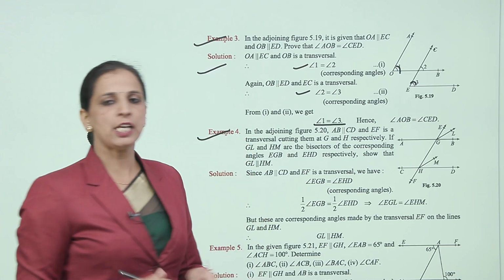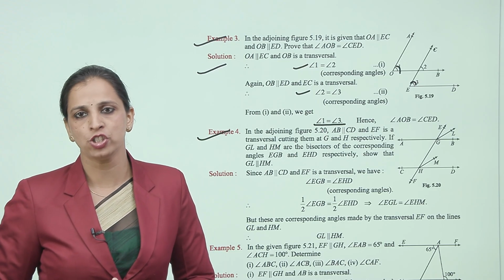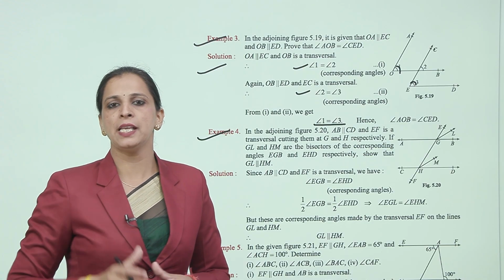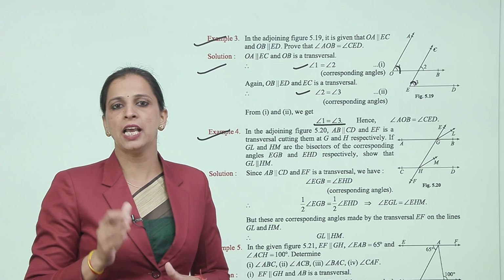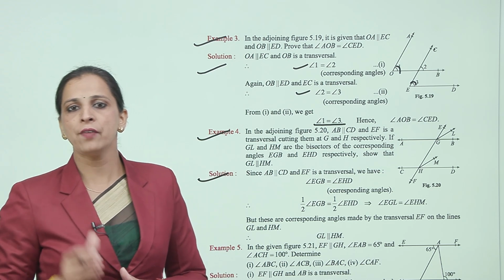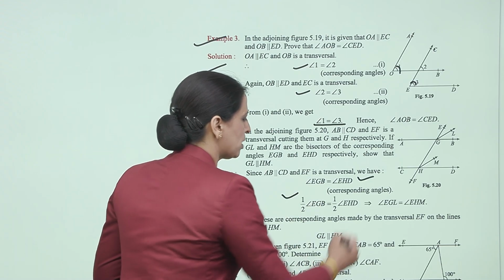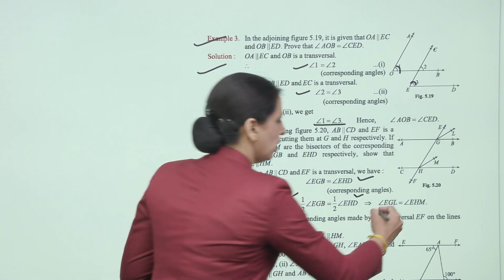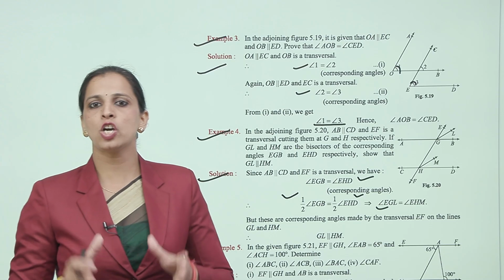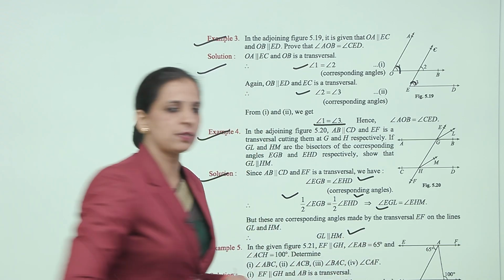Now, example 4. In the adjoining figure 5.20, AB is parallel to CD and EF is a transversal cutting them at G and H respectively. If GL and HM are the bisectors of the corresponding angles EGB and EHD respectively, show that GL is parallel to HM. Solution. Since AB is parallel to CD and EF is a transversal, we have angle EGB equal to angle EHD, corresponding angles. So half of EGB is equal to half of EHD, that is, angle EGL is equal to angle EHM. But these are corresponding angles made by the transversal EF on the lines GL and HM. So GL is parallel to HM.